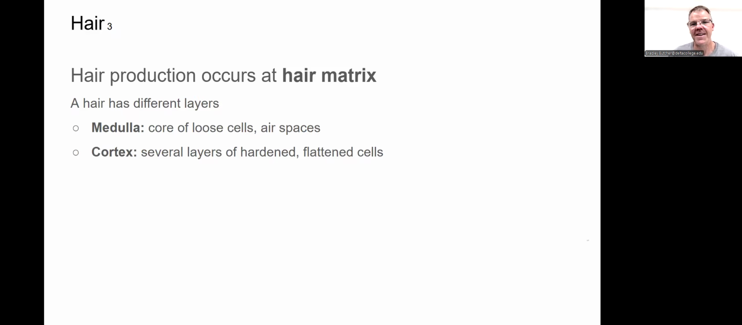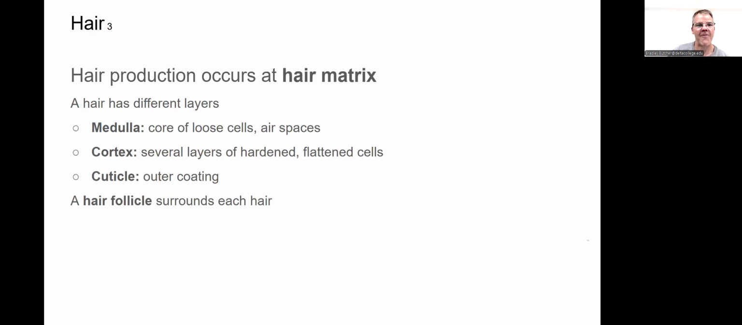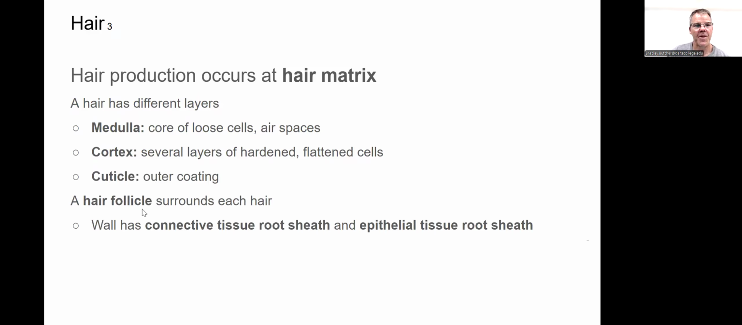Here we go. The medulla is the core of loose cells and the air spaces within the hair. The cortex is several layers of flattened cells that surround the medulla. And then the cuticle is the outer coating of the hair. So that's the hair with those three different layers. A hair follicle surrounds each hair. The wall of it has connective tissue and the epithelial tissue of the root sheath. Erector pili muscles are attached to the hair shaft.